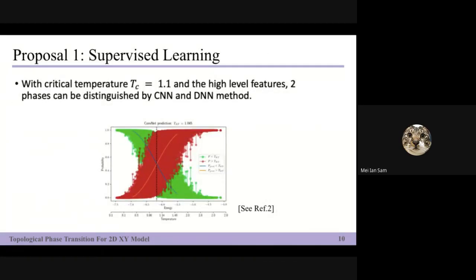We have 3 plans for the machine learning study. First, because we know the critical temperature for the system, labeling is not very difficult. With the high-level features which I mentioned just now, we can try the NM method to classify 2 different phases. Moreover, considering the spatial correlation, CNN may help us to classify the data.